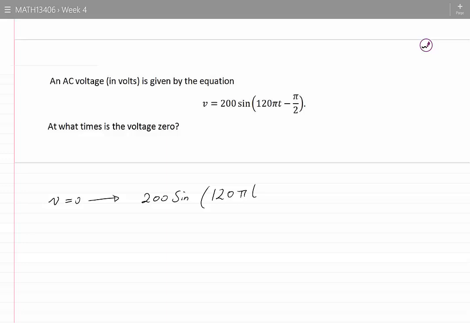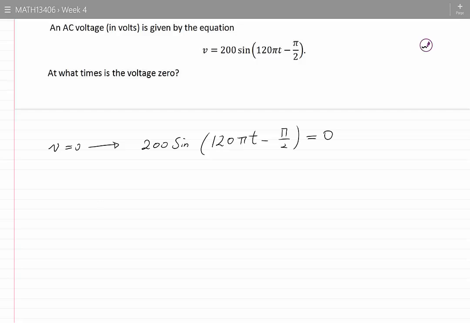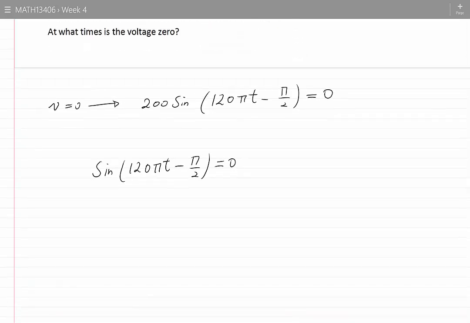(120 pi t minus pi by 2) is equal to 0. If we divide both sides of this equation by 200, we would find sine of (120 pi t minus pi by 2) is equal to 0. We need to look for points on the trigonometric circle where sine is equal to 0.